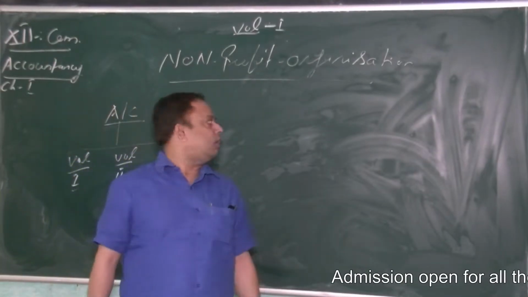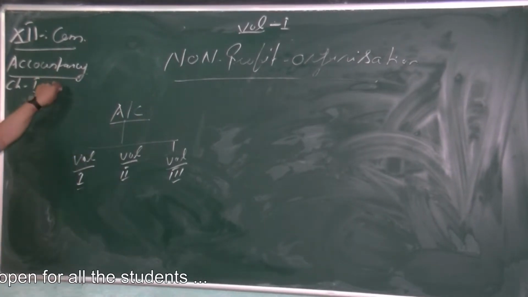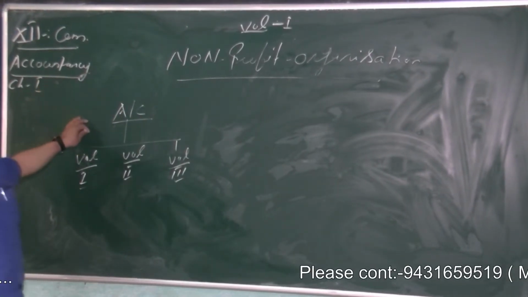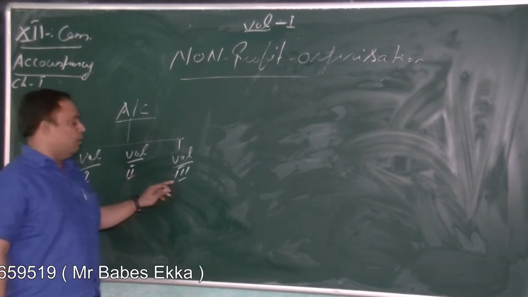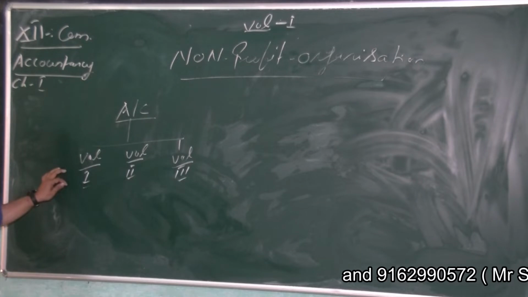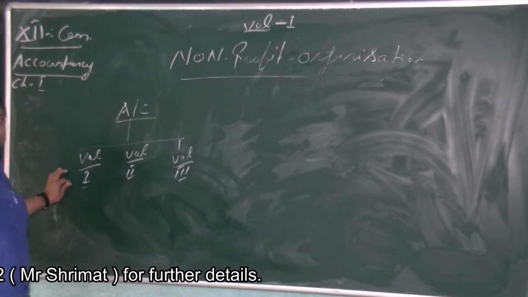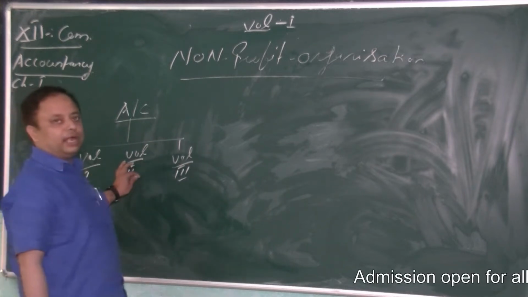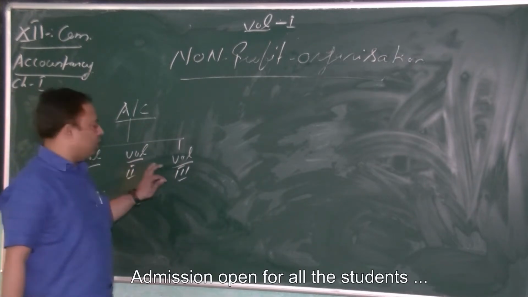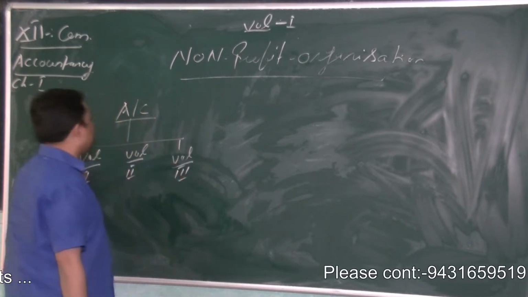Now we have started 12th accountancy. 12th accountancy is divided into 3 volumes: Volume 1, Volume 2, Volume 3. Volume 1 covers not-for-profit organizations, partnerships, admission of partners, retirement, death, and dissolution. Volume 2 is companies, and Volume 3 is analysis of financial statements. Today we start Volume 1.